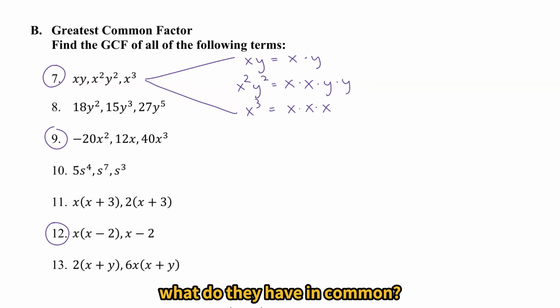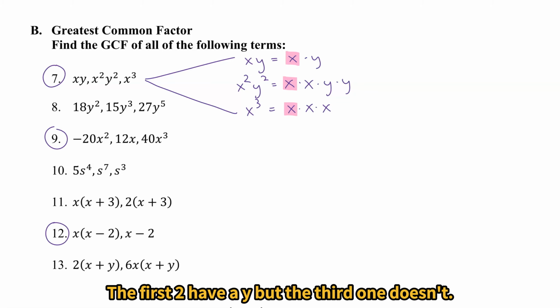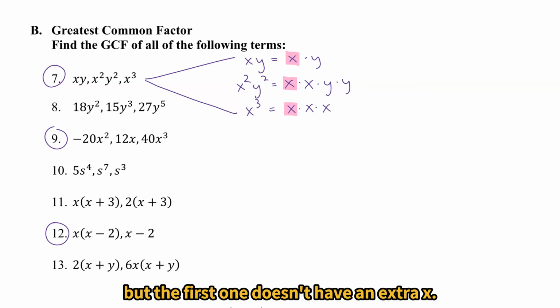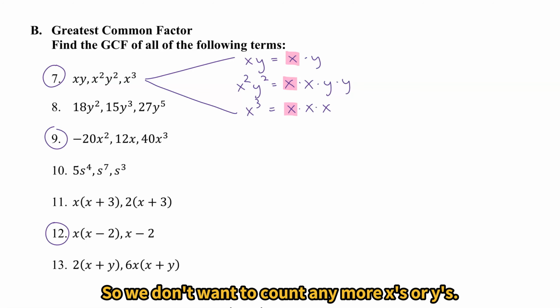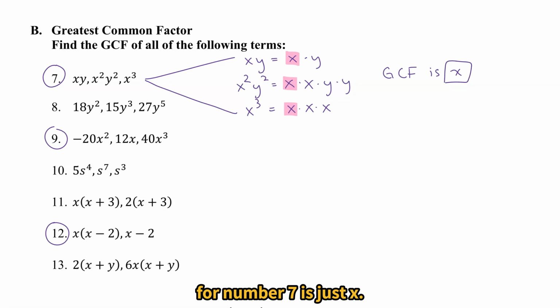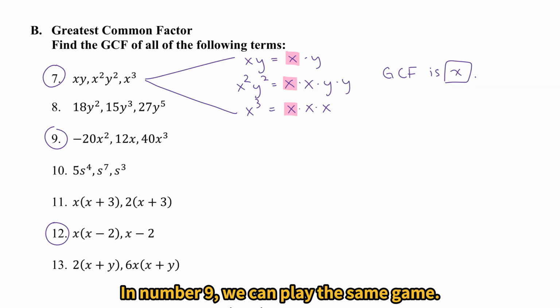And then we look at, what do they have in common? All of them have an x. The first 2 have a y, but the third one doesn't. The second and third both have an x, but the first one doesn't have an extra x. So we don't want to count any more x's or y's, which means our greatest common factor for number 7 is just x. In number 9, we can play the same game.